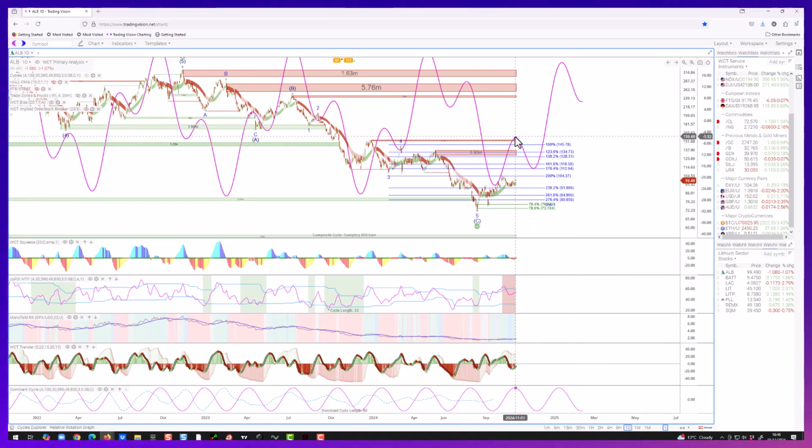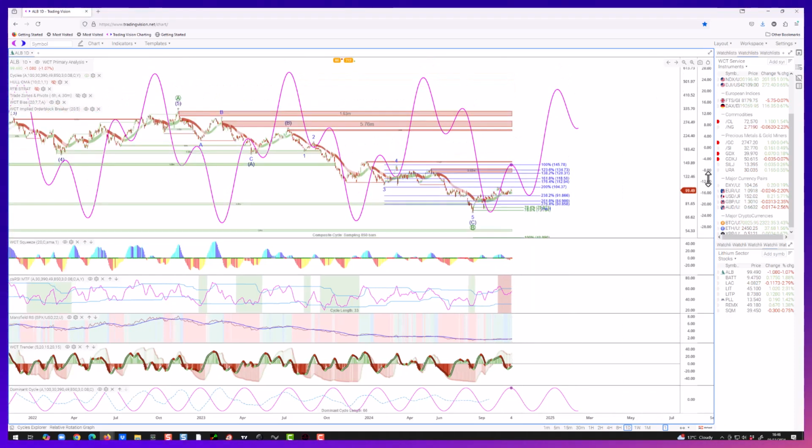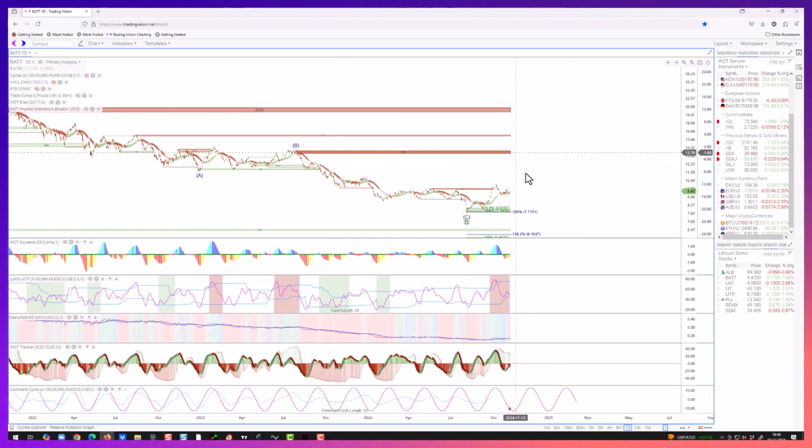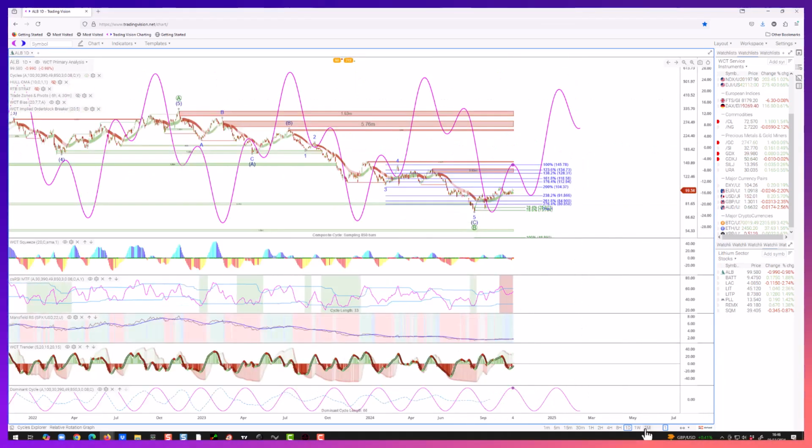And if you look at the cycles, let me just tidy that up slightly. We're at just the peak here. I'm looking for a pullback in ALB, and then I'm looking for a third wave up into next year. So the pullback should take us into around the end of this month, and then up big in ALB after that.